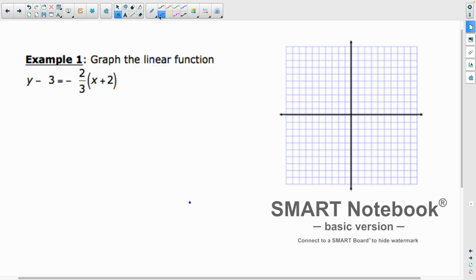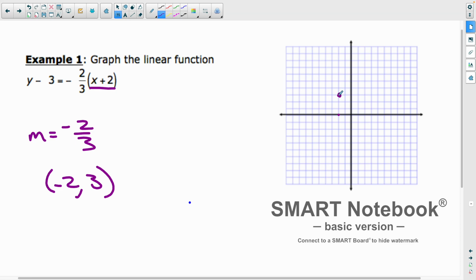What's the slope? Negative 2/3. What's the point? This is the only tricky thing about the point. It's going to be the opposite of what I see there. So I see a positive 2, it's actually going to be a negative 2 on my graph. I see a negative 3, it's going to be a positive 3 on my graph. That's the point I'm going to use. So negative 2, positive 3. That's where I'm beginning.